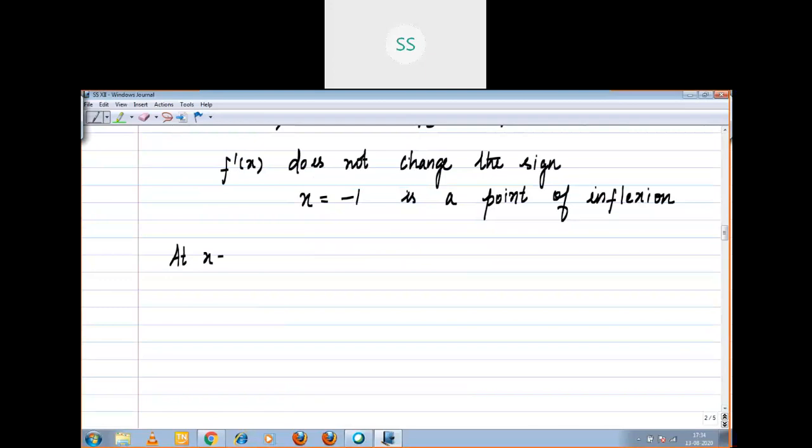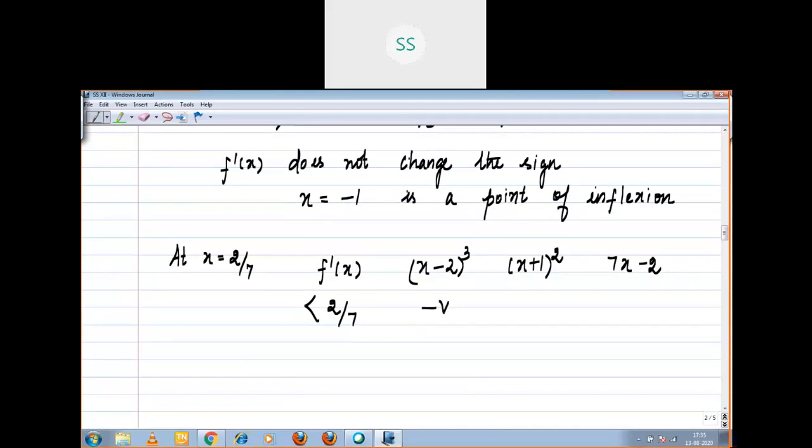At x is equal to 2 by 7. F dash of x: x minus 2 the whole cube, x plus 1 the whole square, 7x minus 2. Here you see less than 2 by 7. That means you will get it as negative. Here it is positive. Here it is negative. When you take LCM, you will get it as negative. Result what you arrive? Positive. Here you see greater than 2 by 7. Same. Negative. Here 2 by 7 means the next value. Positive. Here positive. You will get it as negative.